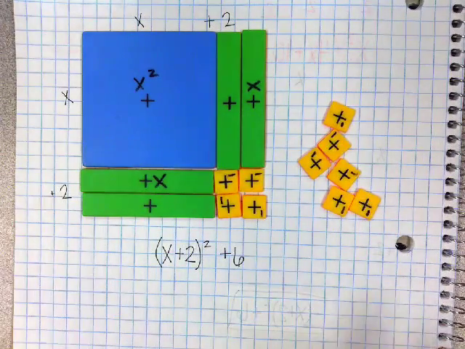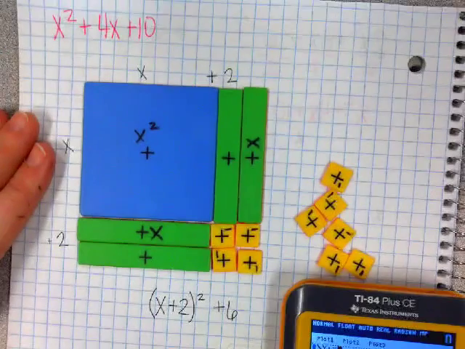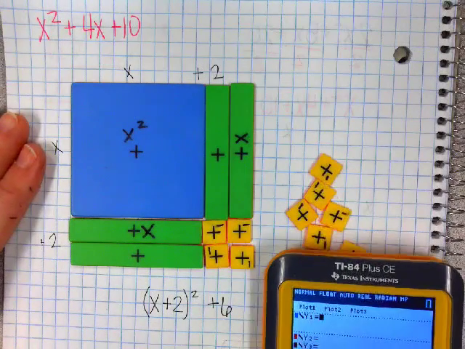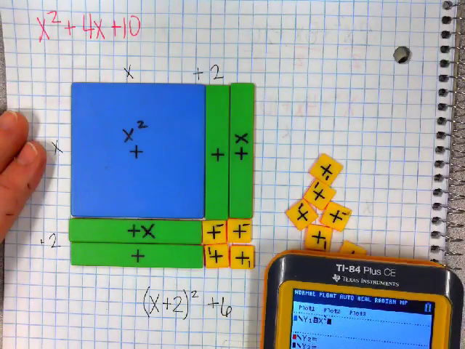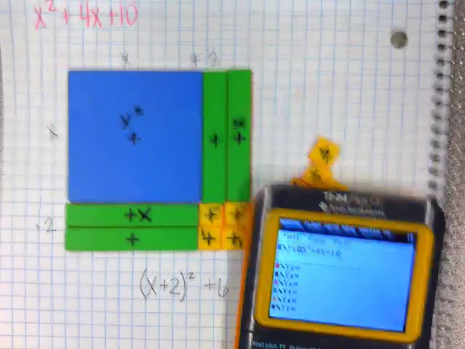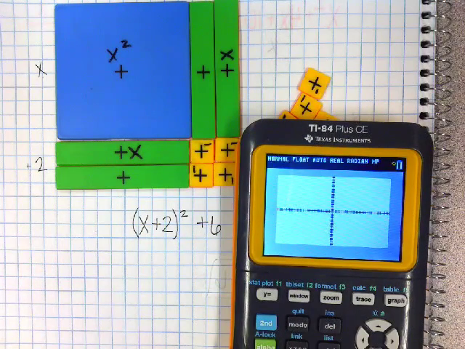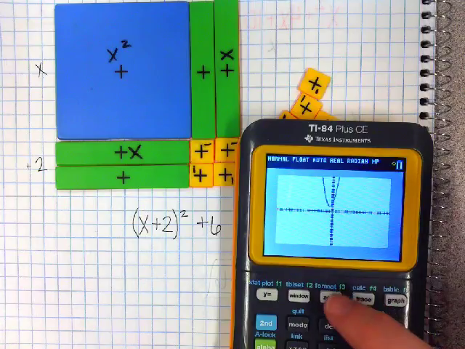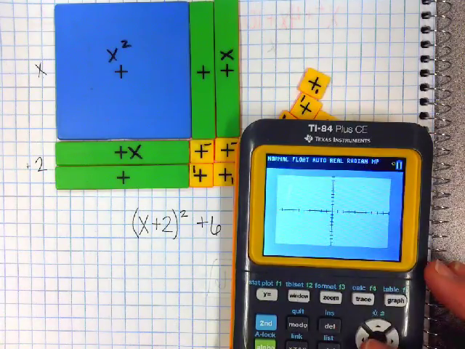Now, I'm going to show you typing this in the calculator so that you can see that both equations are the same. They're just written differently. So if I go to y equals, type x squared plus 4x plus 10. Now I'm going to graph it first because I want to see the vertex. So if I hit graph, oops, and mine zoomed out. So I'm going to hit zoom 6 to zoom back to the normal window.